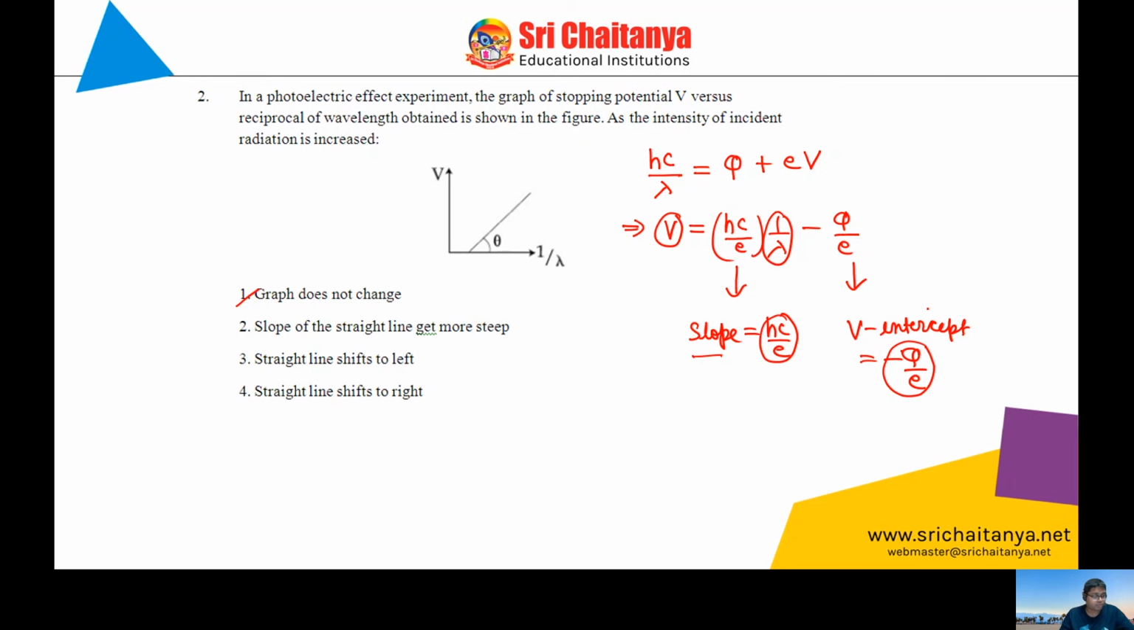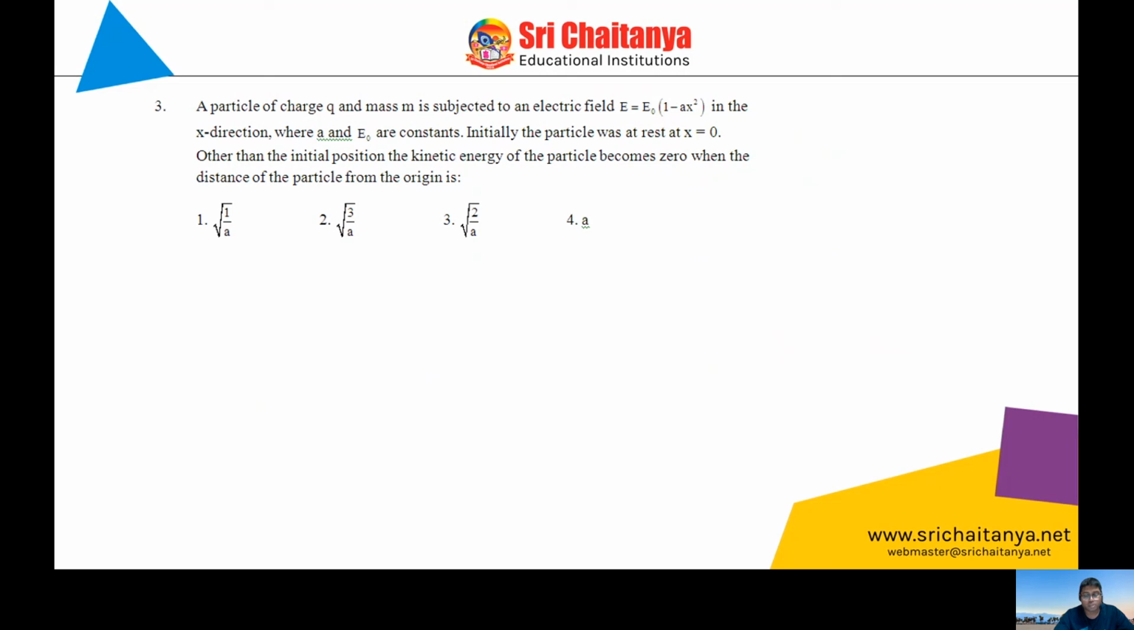Okay, so now let me move on to the third question. The third question is: a particle of charge q and mass m is subjected to an electric field E is equal to E naught into 1 minus a x square. So we are having a variable electric field which is varying with respect to the x axis in the x direction.